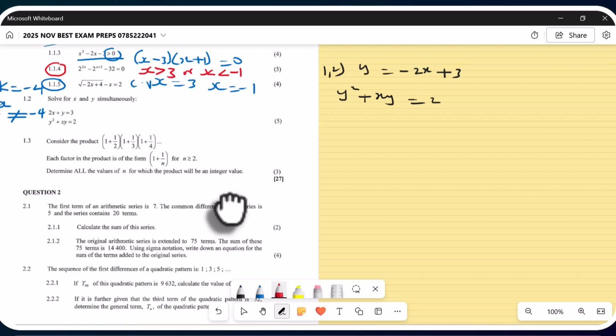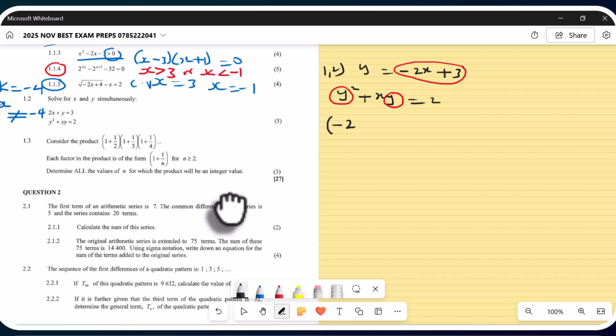I'm going to say negative 2x plus 3, and there is a square here, so squared here. Then plus x into negative 2x plus 3 here as well. So then it says equals 2.